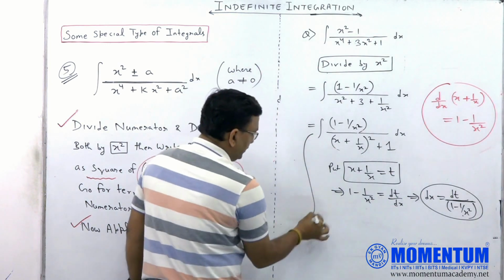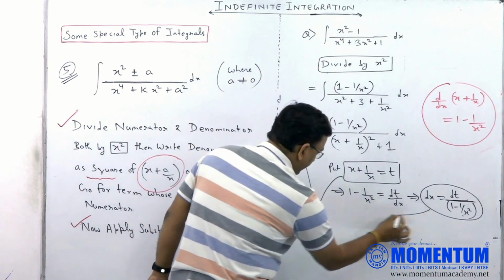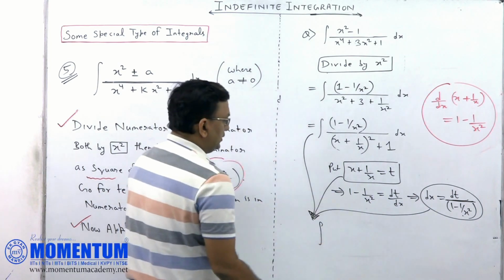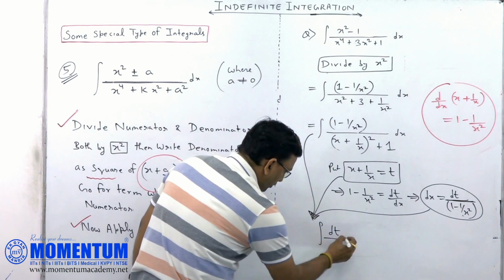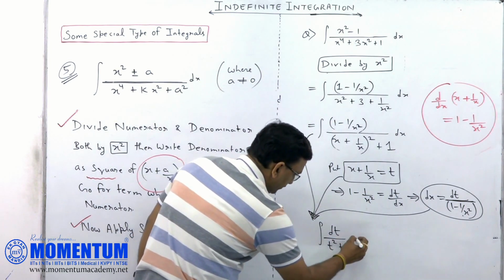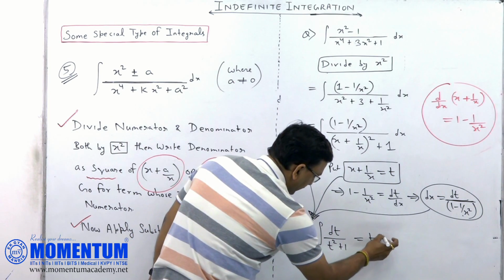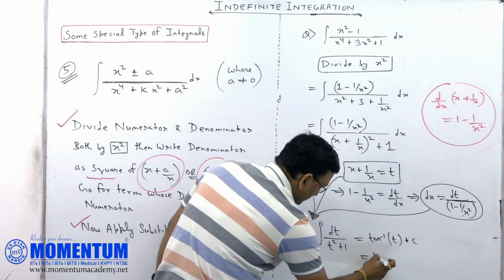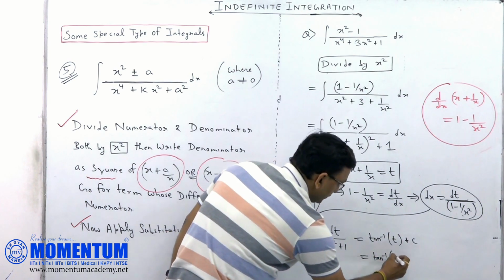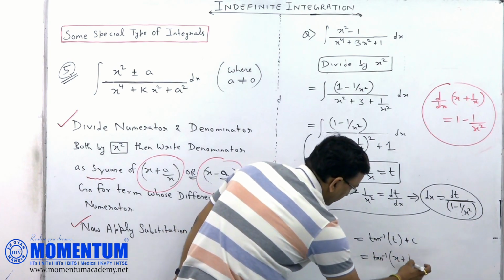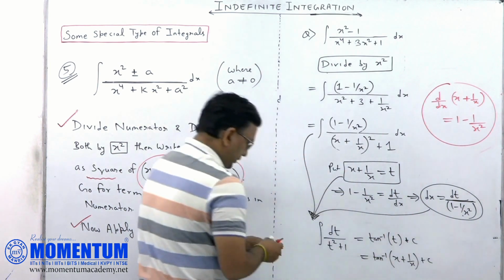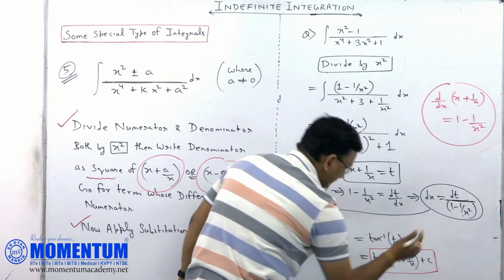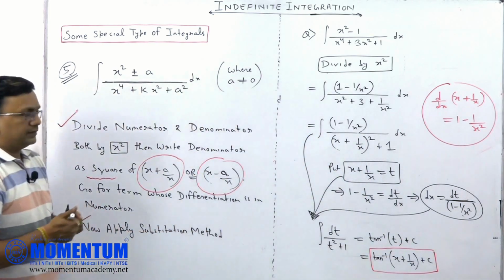Now, integration, substitution and the value of dx. They will make dt upon t square plus 1, which is tan inverse t. So the final answer, tan inverse of x plus 1 by x. Is it? That's our final answer. Clear?